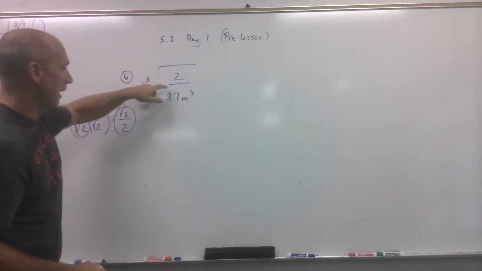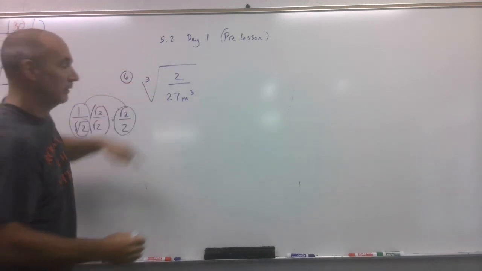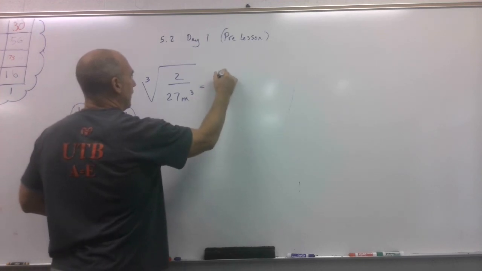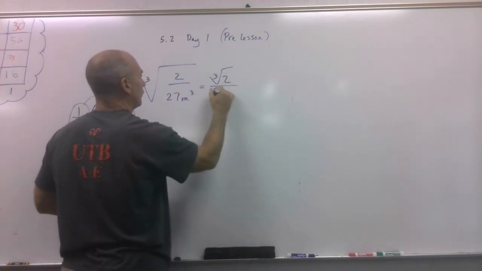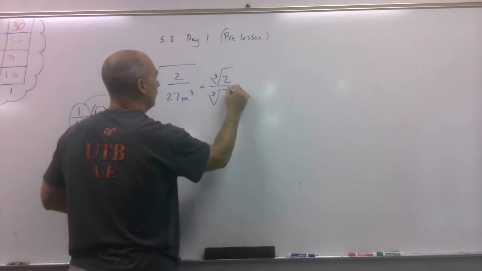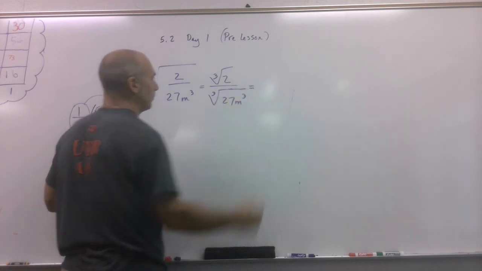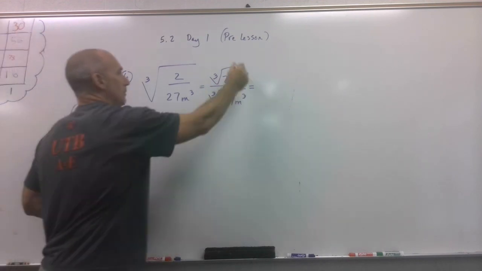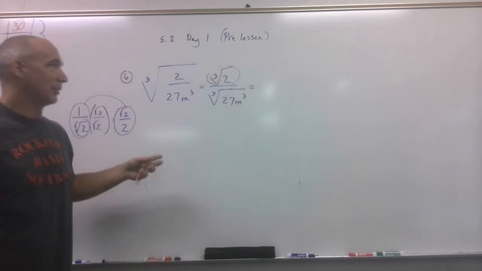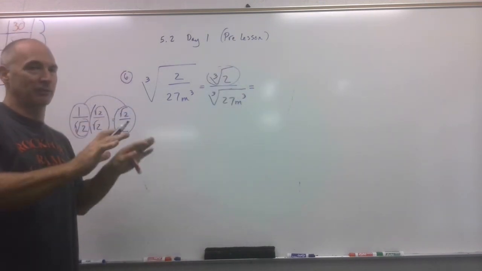So we look at this problem, and what is this problem really asking? Well, first of all, this is the same thing as the cubic root of 2 all over the cubic root of 27m cubed. So we got a problem. We don't care about this. It's okay to have a radical in the numerator. We got to focus on the denominator.